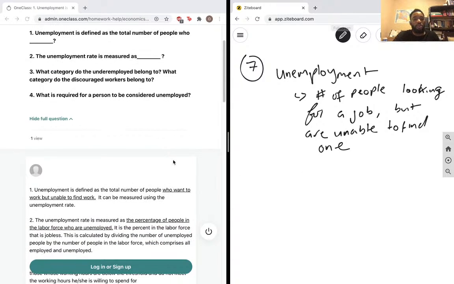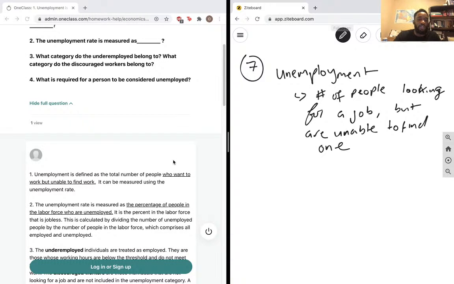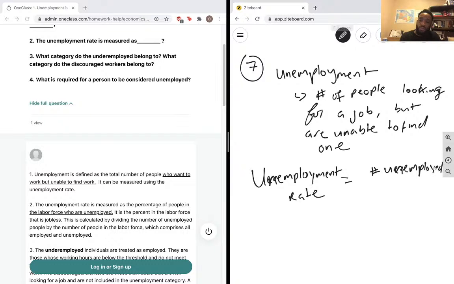Part B, the unemployment rate is measured as the percentage of people in the labor force who are unemployed. So the unemployment rate equals number of unemployed over total labor force participants.